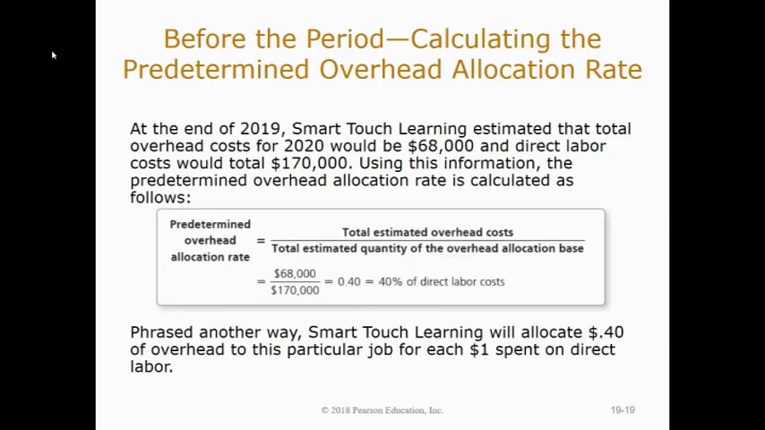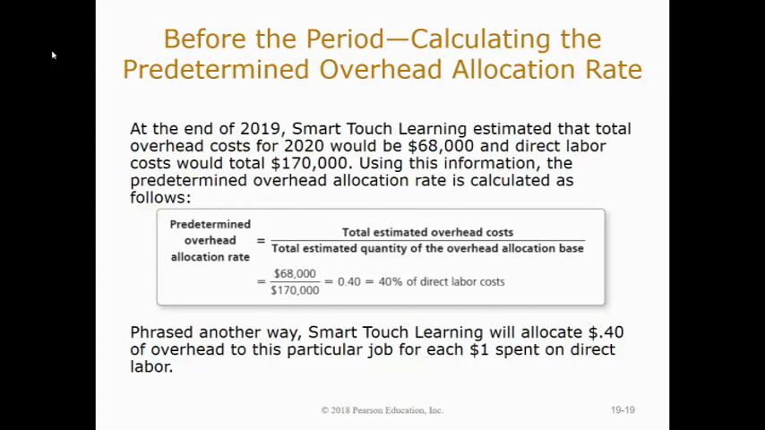Find that vital component of production, use it as your driver to spread out all of these pooled costs into the individual jobs. So in this case, Smart Touch Learning has decided to use direct labor costs as their driver. They're saying the more time the employees work on jobs, the more costs it's going to cause them to incur, both for direct labor and in this case in overhead costs. So they estimated their total overhead costs for the period is going to be $68,000, and they also estimated their total labor costs for the period were going to be $170,000.